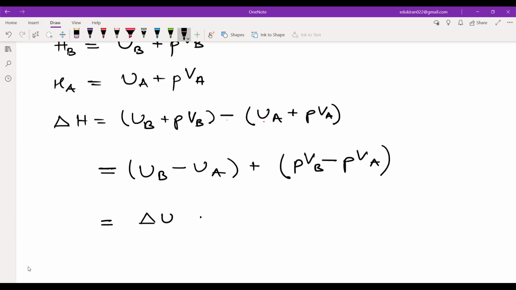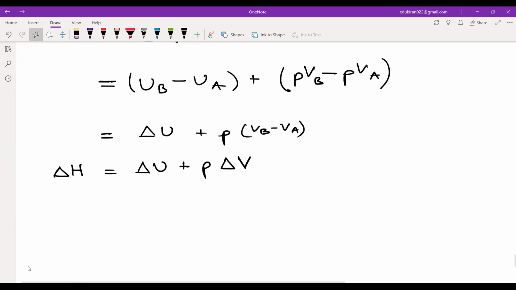Okay. Now you can write this as delta U plus, taking P as common, VB minus VA. This will be equal to delta U plus P delta V, right? This is equal to delta H. Delta H is equal to delta U plus P delta V. And since we know PV will be equal to nRT.